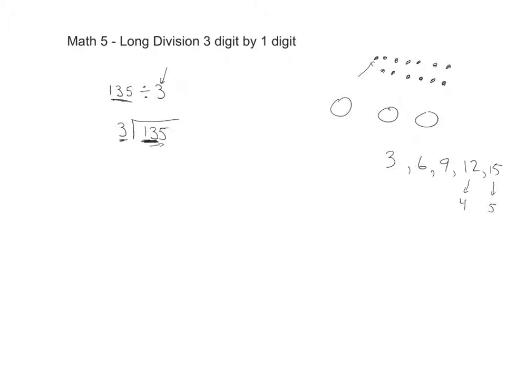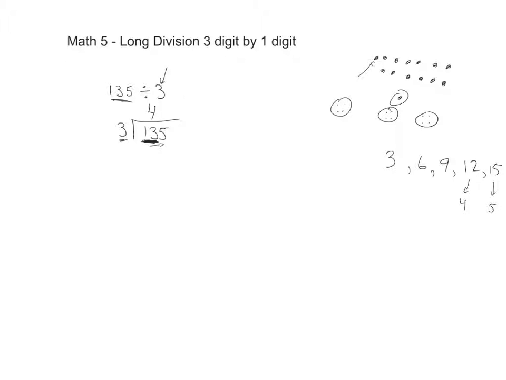And you can see, hey, we have 13. So we're going to have 4 in each group, but we're going to have 1 left over. So when we take 13 and break it up into 3 groups, we're going to have 4 in each group.